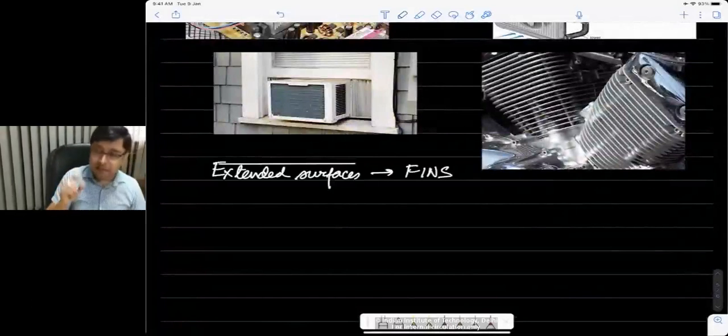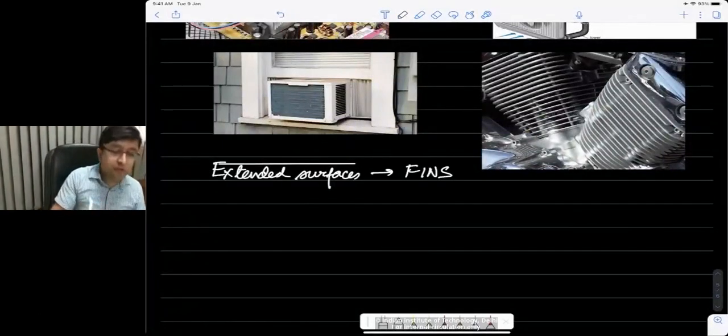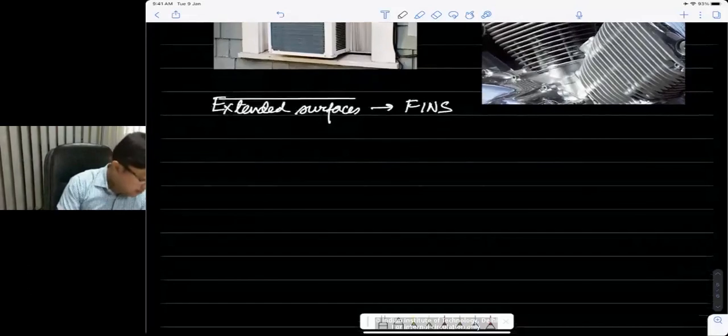And their purpose is specifically to enhance heat transfer between the solid body and the surrounding fluid. So their purpose is to make sure that you can perform a higher rate of heat exchange as compared to what would have been if these were not there. So what is the purpose for doing this?